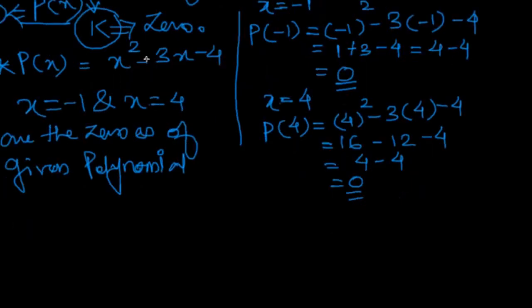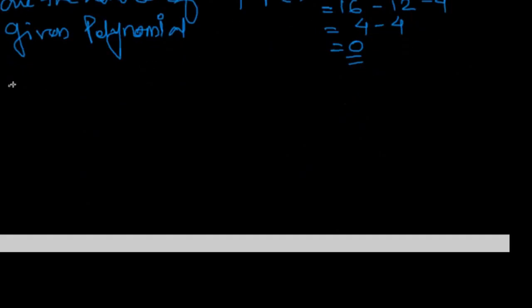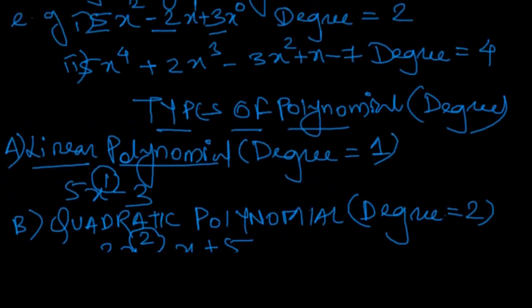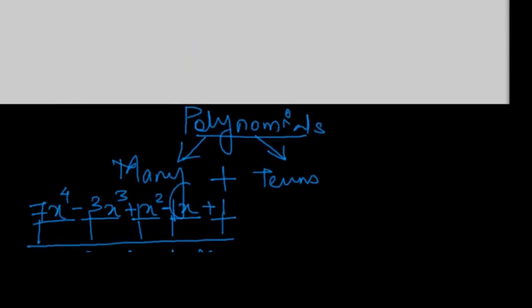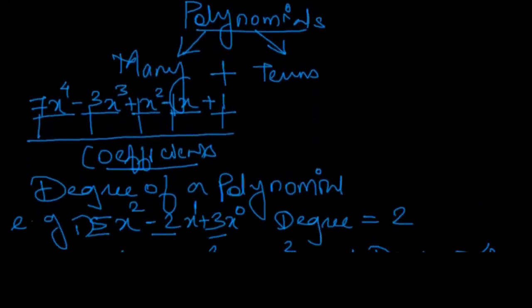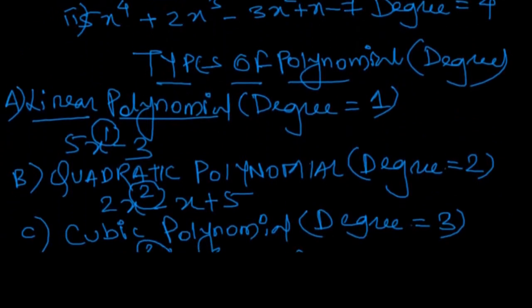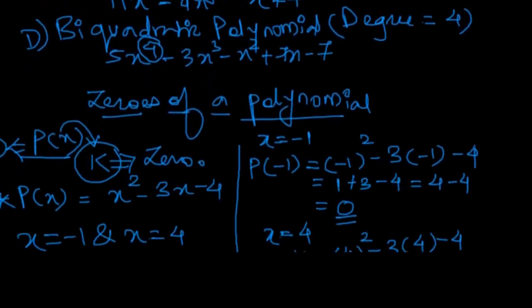Now we can move ahead with the next article that we are going to study, and that will be the geometric meaning of zeros of a polynomial. I'll be covering that in the next lecture, in the next video. I hope that you have understood what polynomials are, the types of polynomials, and the zeros of polynomials.